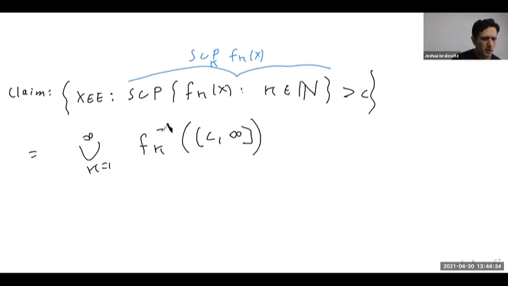Okay, right. And of course, I should say here, this set here is the inverse image of this interval, c to infinity. That's exactly what this is. The set of all x where the sup is bigger than c.